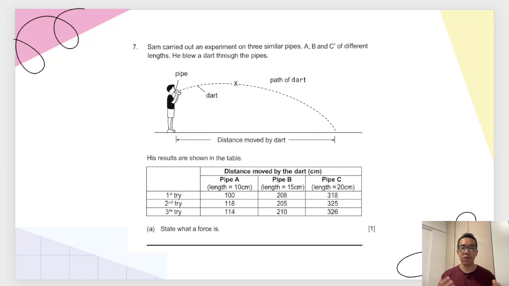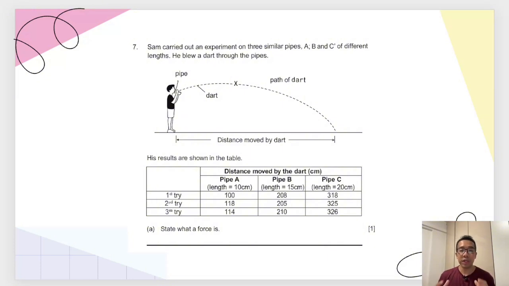So this question is about Sam carrying out an experiment with different lengths of pipes A, B, C. And then he wants to figure out if that affects the distance that the dart travels. As you can see, he has tried the experiment 3 times for each of the pipes.